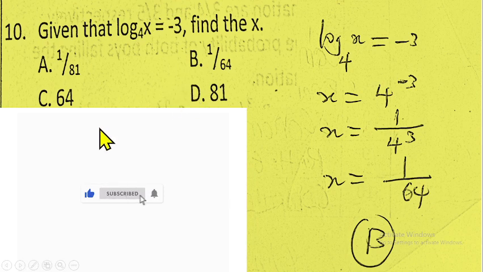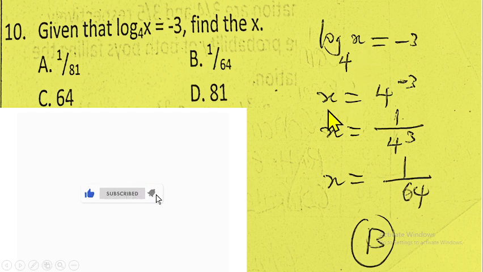Question number 10 is on logarithm. Given that the log of x base 4 is equal to minus 3, find the value of x. If you understand the meaning of logarithm, you are saying: how often can you raise 4 with minus 3 to get x? That's the meaning of this logarithm here.